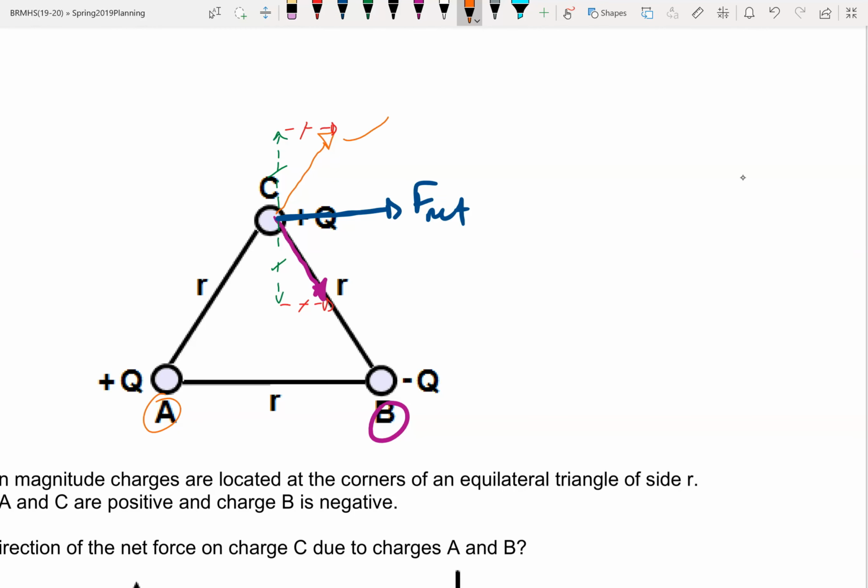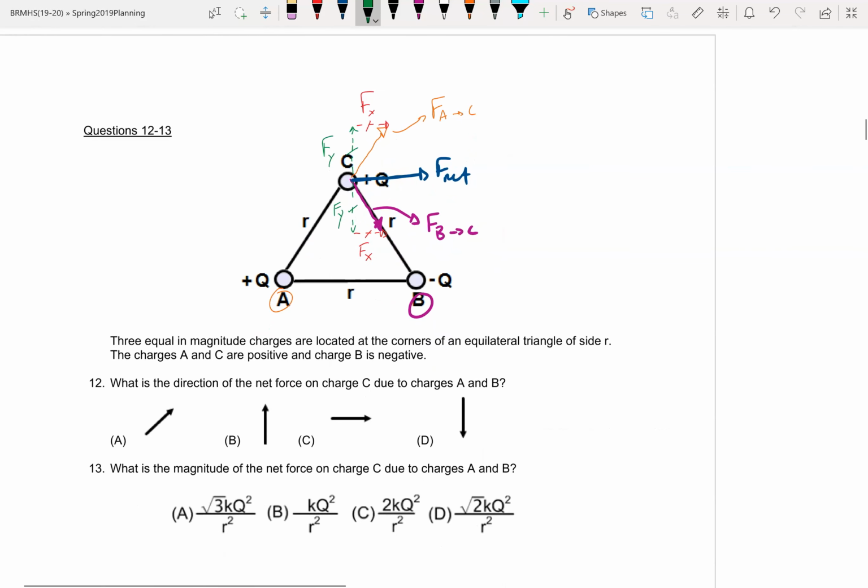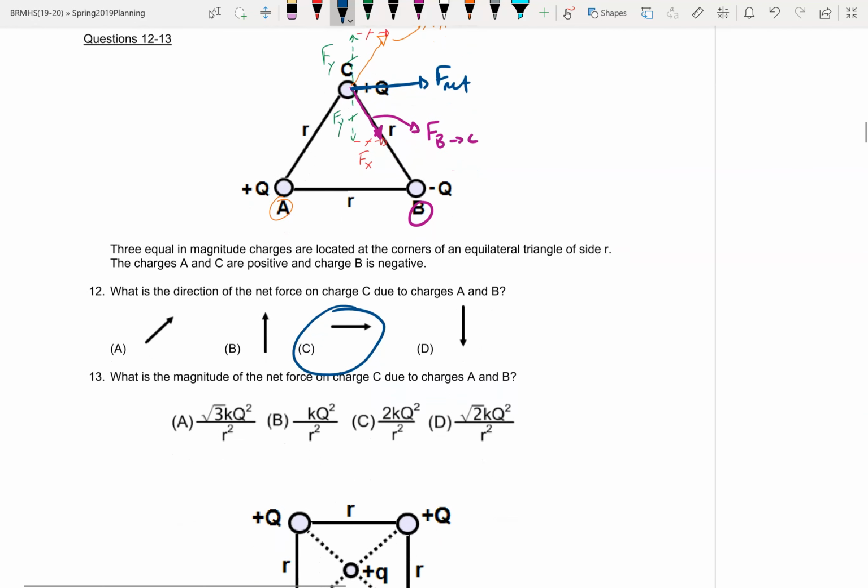For clarity, our orange one here was the force of A acting on C, and our purple one is the force of B attracting, acting on C. And our net force is going to be the sum of these two x components of the force. And then green we had again the y or vertical components of the force, which are canceling out. Okay, so the net force has a direction to the right, and that's answer C.